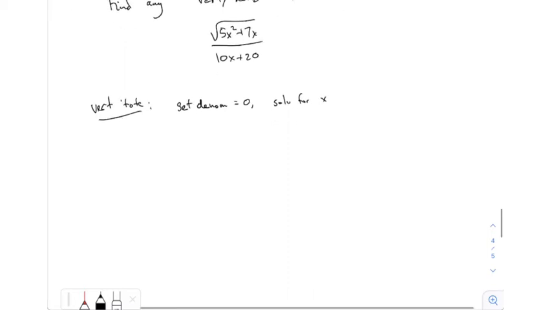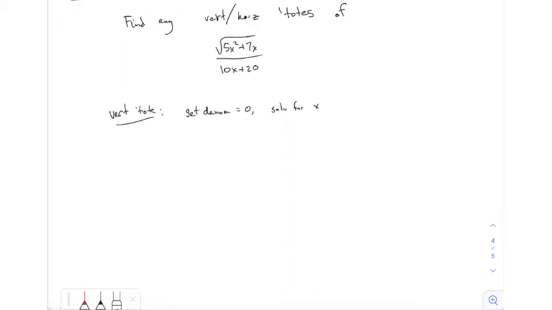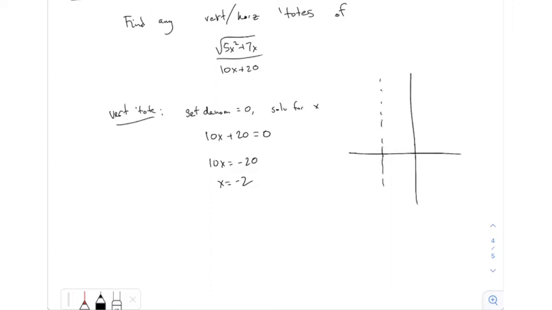In this case, I can tell that if x is negative 2, that makes the denominator 0. But if you want to work it out, it would look like this, and then solve it for x. 10x equals minus 20, x equals minus 2. So there is a vertical asymptote at x equals minus 2. On a picture, it would be back here. And then what about the horizontal?